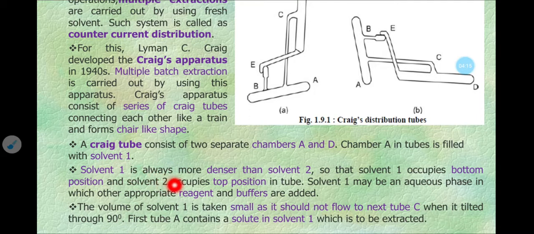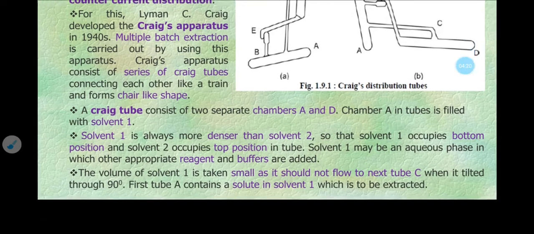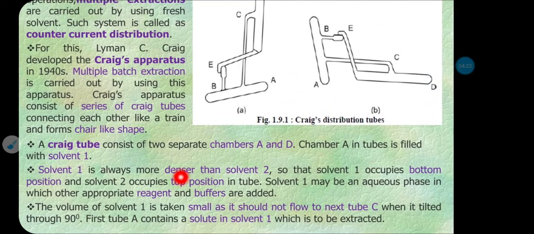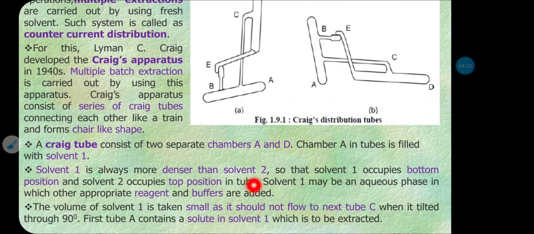In solvent 1, the appropriate reagent or buffers are added to maintain the pH. The volume of solvent 1 is taken as small. It should not flow to the next tube, that is the next chamber D, through the tube C. When it rotates through 90 degrees, the first tube A contains the solute in solvent 1 which is to be extracted. That means solvent 1 मध्ये solute दिलेला असेल.